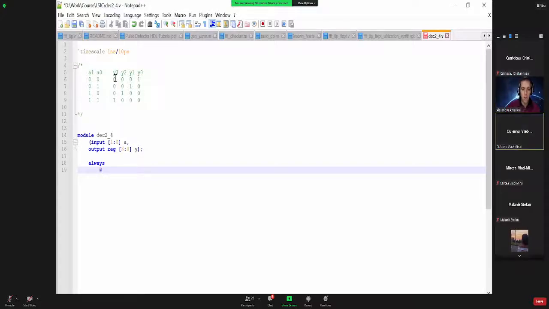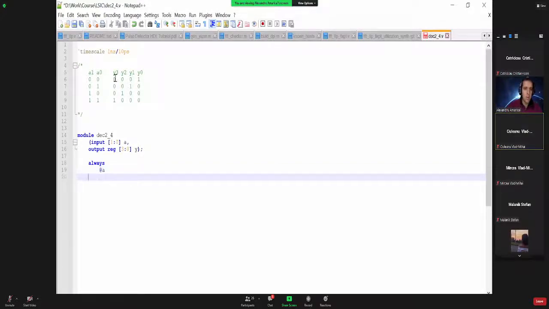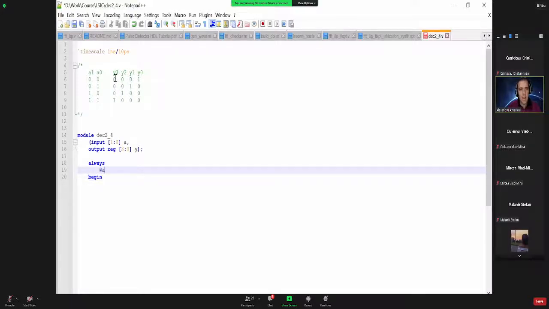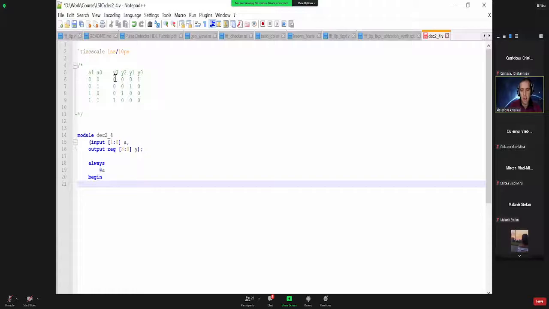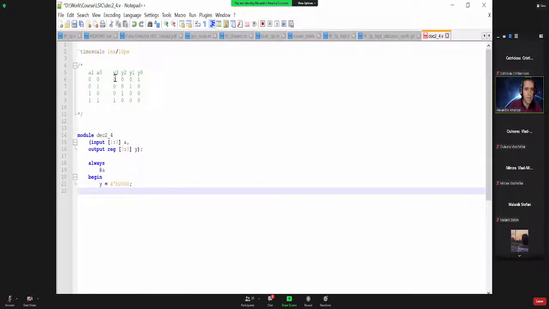Okay, so first of all, I have the always block, and in the sensitivity list, I'm going to put all the inputs for that combinational part. In this case, I will put A. Then I have here some form of initialization. Let's say I put something like this.